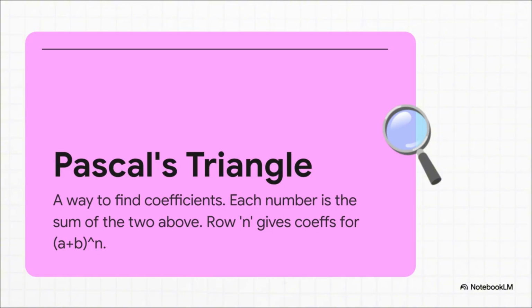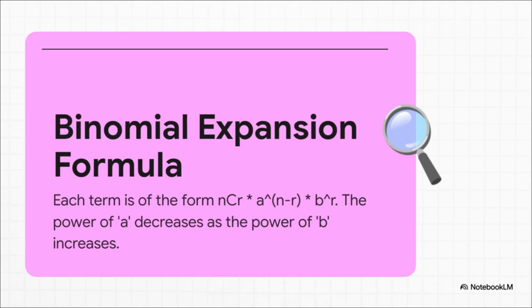One of the coolest ways to find your coefficients is with Pascal's triangle. It's this really elegant pattern where you just add the two numbers above to get the one below. If you need to expand to the power of n, you just go to the row labeled n, and there are all your coefficients ready to go. Now, for bigger powers, or if you only need one specific term, the official binomial formula is your best friend.